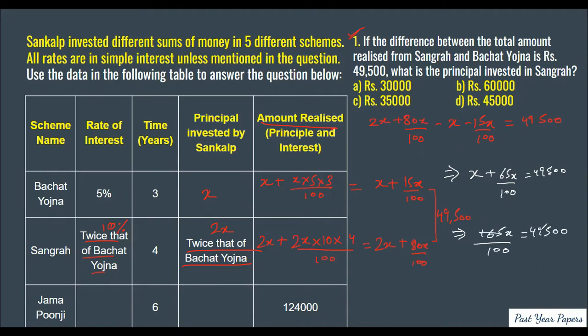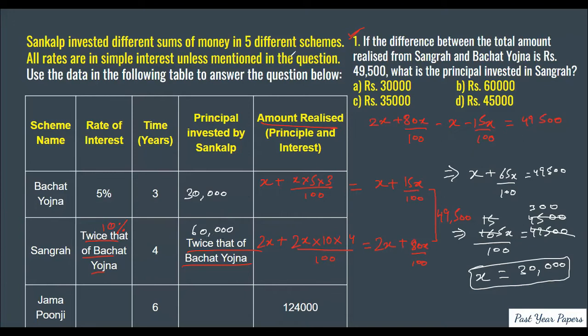Now, if you solve further, the value of x, this will be 65x upon 100 is equal to 49,500. I can cancel these two values by 11, 15, 4,500, further by 15, right? So x turns out to be 30,000. That means the value of principal invested in Bachat Yojana is 30,000. So what will be the value of principal invested in Sangra? That will be 2 times of Bachat Yojana, that is 60,000.